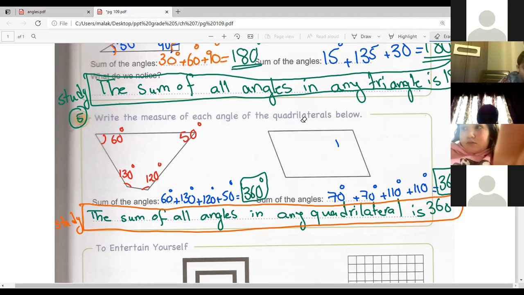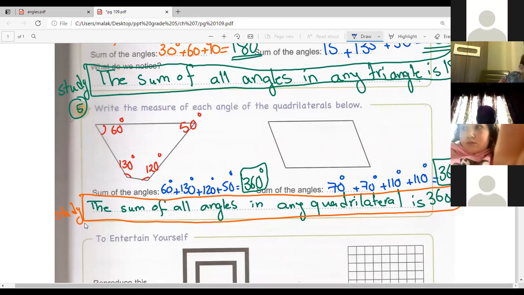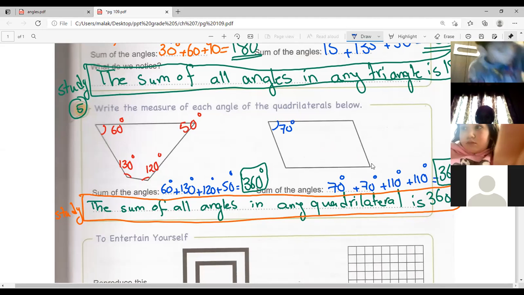That's it. We're gonna work in the worksheet. Didn't understand. So, who said I didn't understand? Hala Najm, you will just study that the sum of all angles in any triangle equals 180 and in any quadrilateral 360. Teacher, now on the worksheet. Yes, yes.